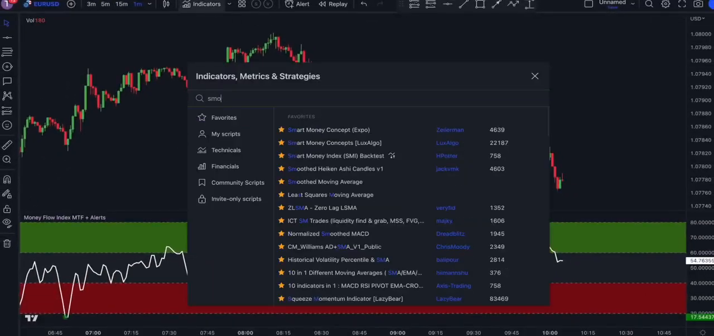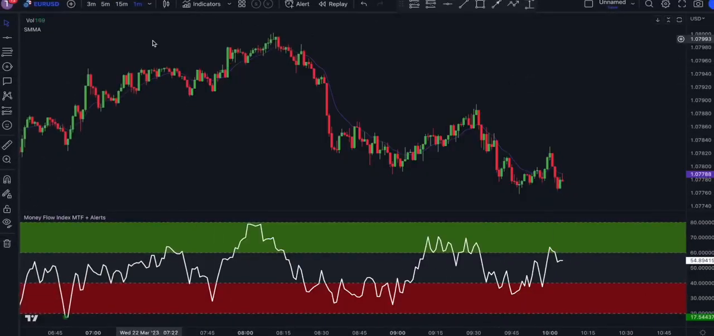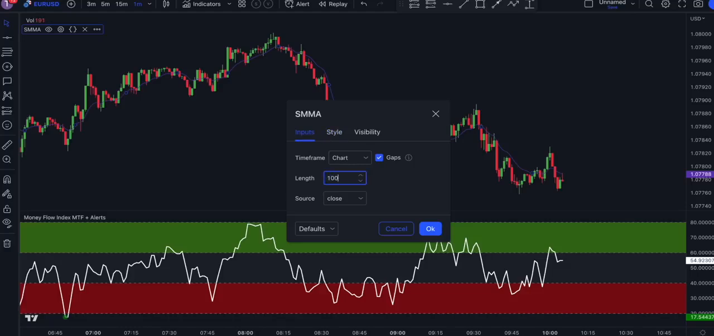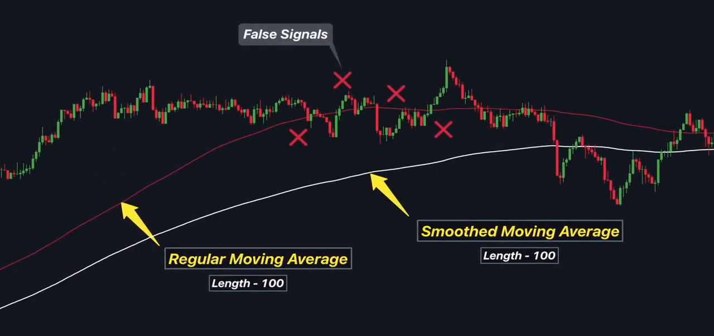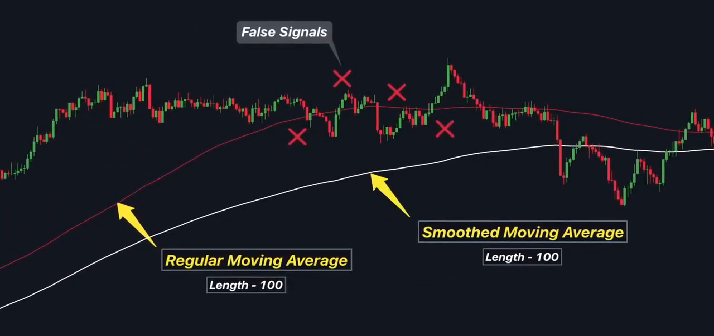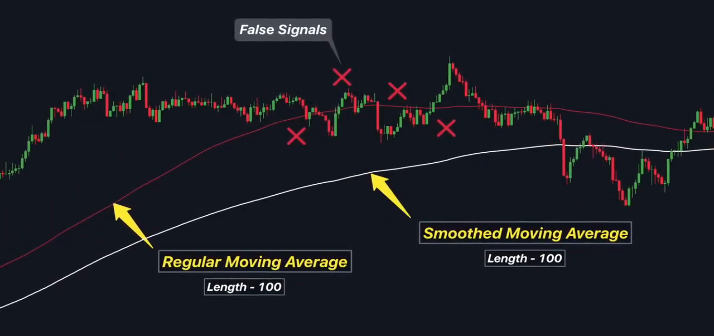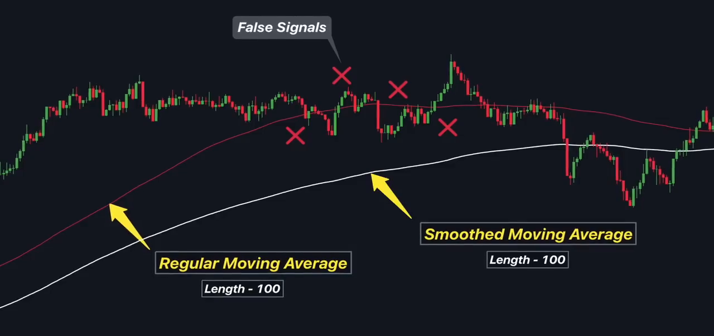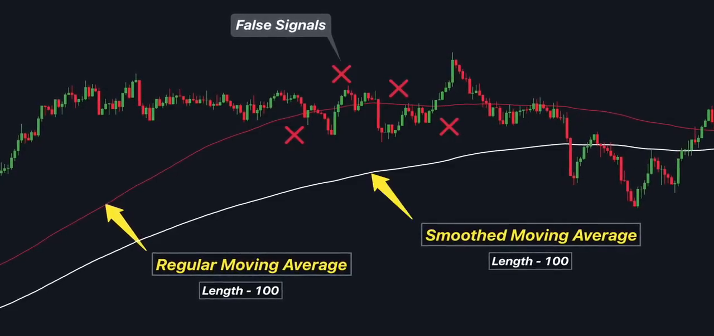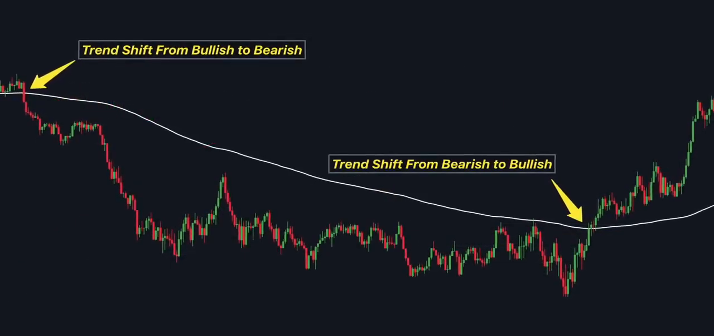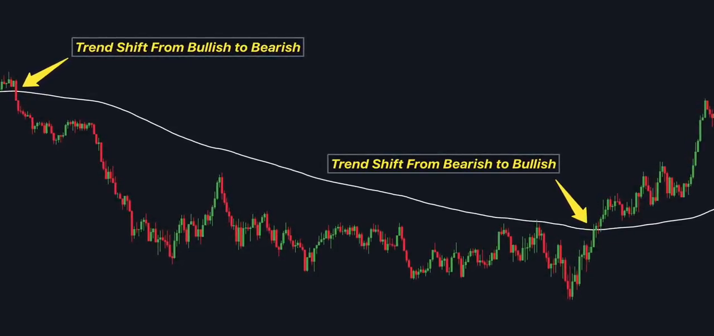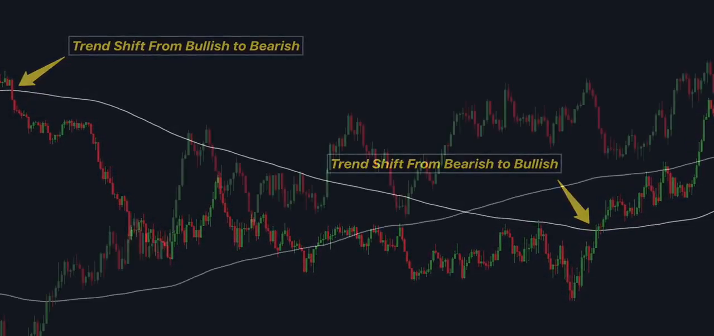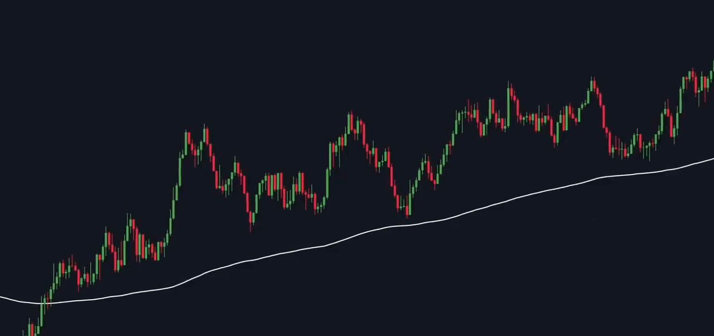The next indicator I'm going to add is a smooth moving average. The length will be set to 100. Unlike the simple moving average, which gives equal weight to each price point in the time series, the smooth moving average assigns greater weight to the most recent price points in the series. This means that the smooth moving average reacts more slowly to sudden price changes, resulting in a smoother, less erratic line on a chart. This indicator can be used in various ways.